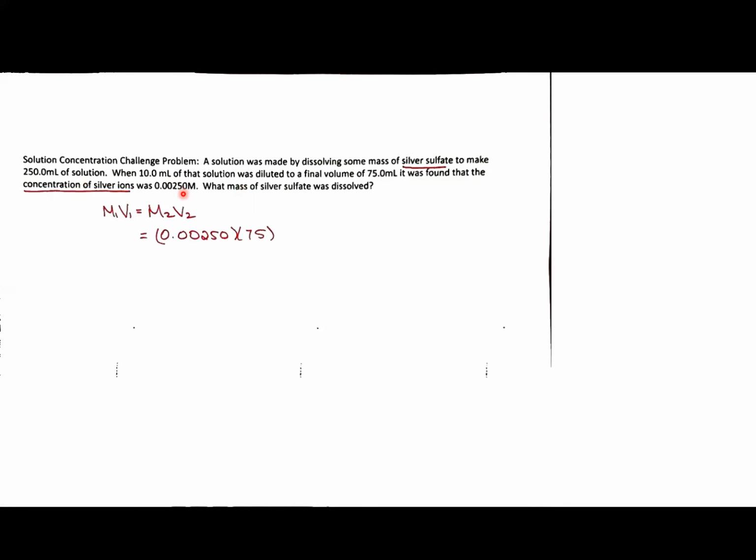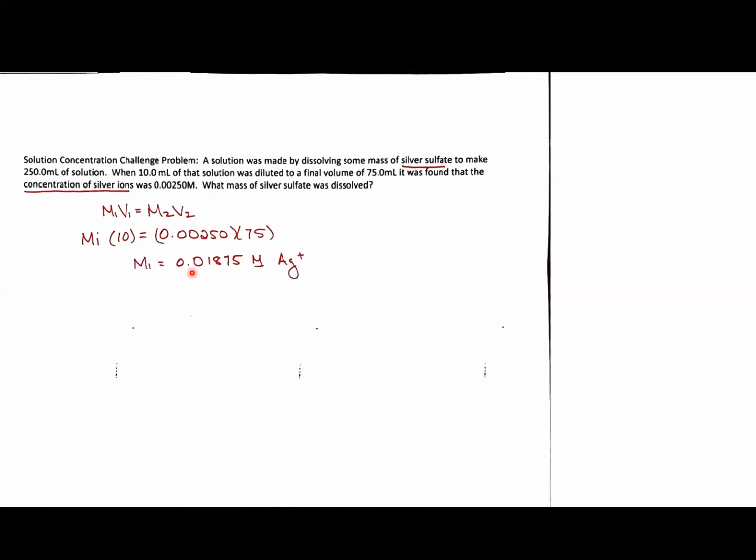And it was made by taking 10 mils of some other solution. So 10 mils, and here's my M1. I don't know M1, that's what I'm trying to find out. So this is the concentration of the solution that was made by dissolving some mass of silver sulfate into it. So if I go through and solve for that, I get 0.01875 molar silver ion. So that's what I know right now.